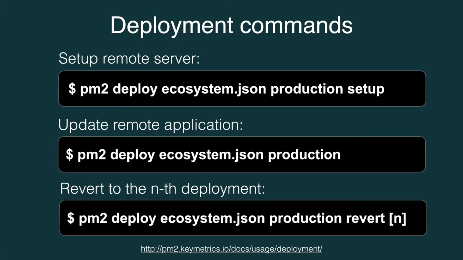You just do PM2 deploy ecosystem.json production, and it will look at the production part in your ecosystem file, and it will update your code. And if you deployed a wrong version or something like that, you can revert to the N-th previous deployment. So PM2 deploy ecosystem production revert, and the number of deployments you want to go back to roll back.